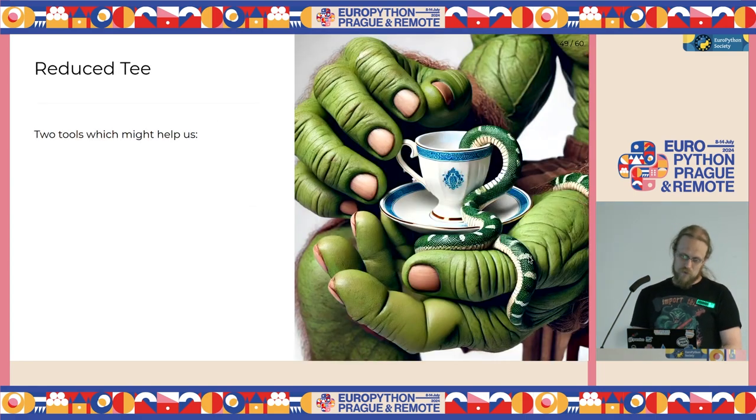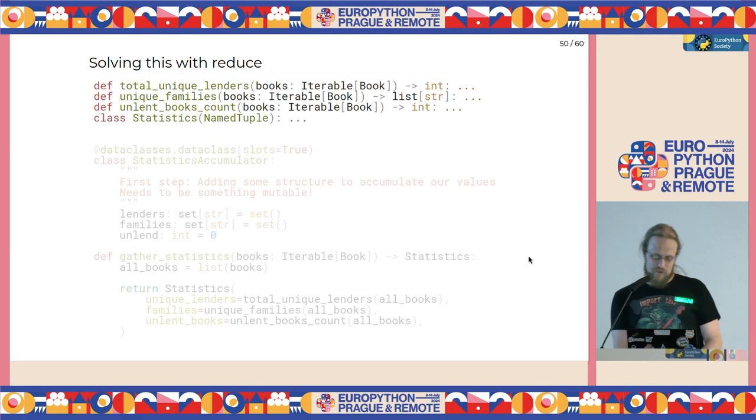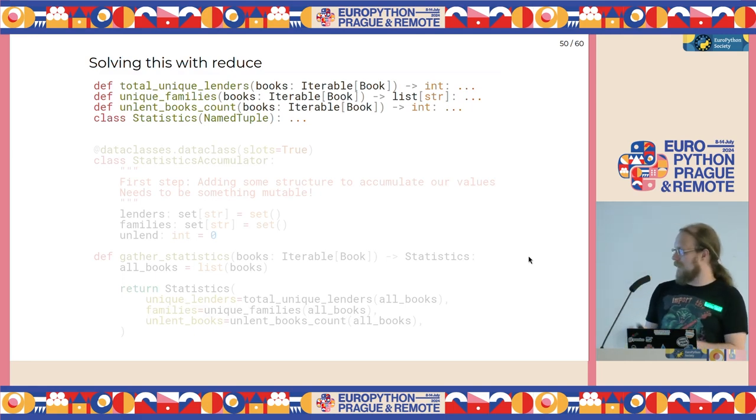So there are two tools which might help us: itertools reduce and itertools tee can help us here. I have to say tee is more like a fake solution, but I wanted to bring it in here because this guy has a reduce teacup and I needed to get it in there. Let's start with reduce. So we have our functions here. It's getting kind of crowded, sorry for that.